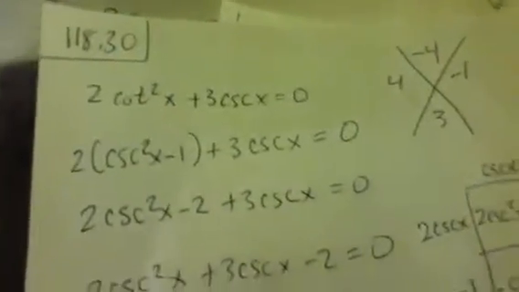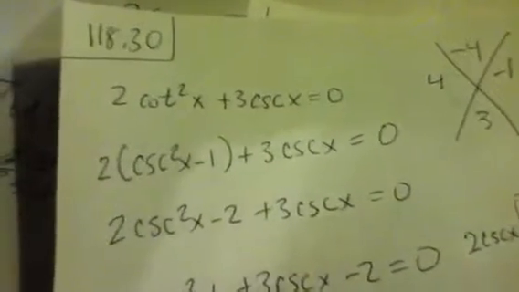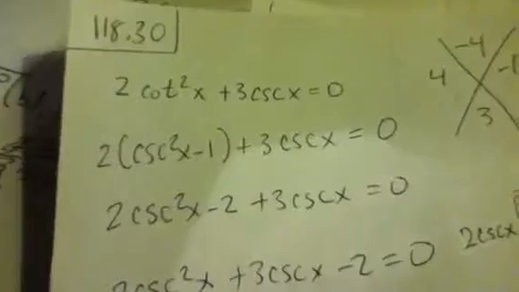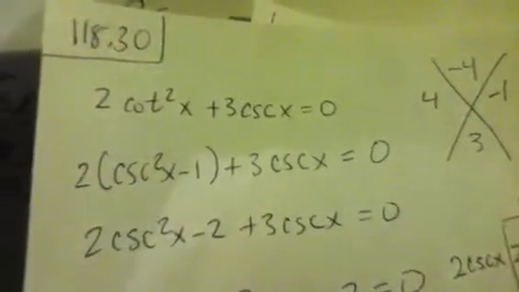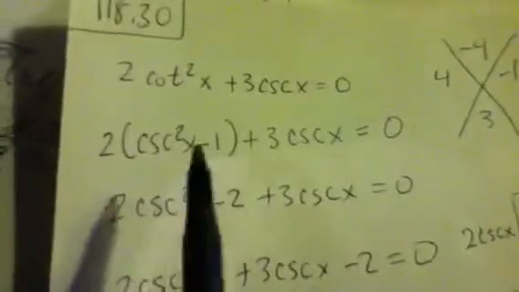Here's lesson 118, number 30. I have to solve for x: 2 cotangent squared x plus 3 cosecant x. I know that one of my Pythagorean identities on that formula sheet lets me trade cotangent squared x for cosecant squared x minus 1. It's a Pythagorean identity, so I got that off my formula sheet.